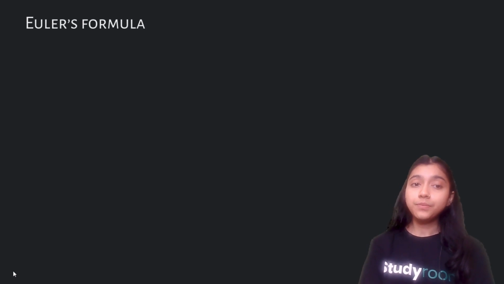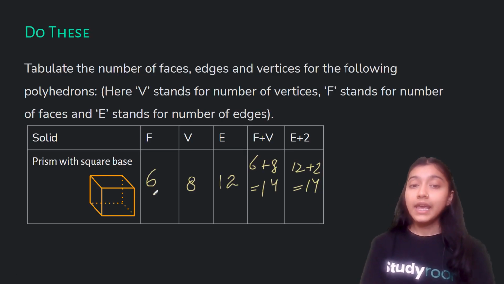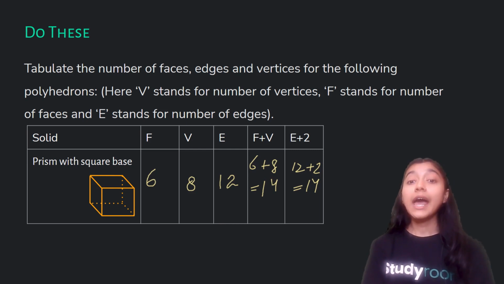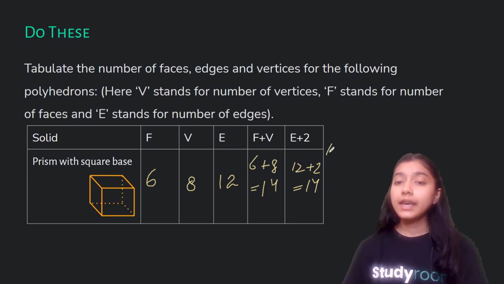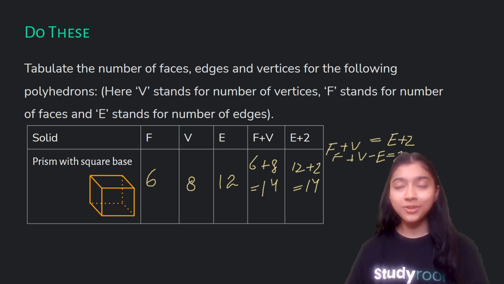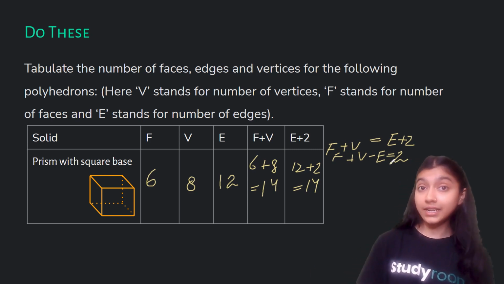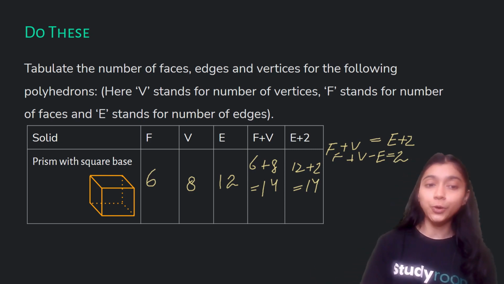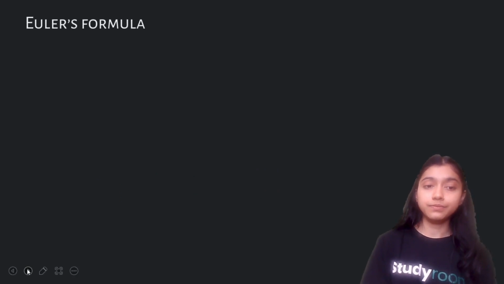In the previous example, F plus V gave us 14 and E plus 2 gave us 14. So from here, can we conclude that F plus V actually gives us E plus 2? From here, if we take E to the left hand side, it will give us F plus V minus E equals 2. And this is nothing but Euler's formula. So we can say that what we have done till now can be concluded as Euler's formula. Now wait, I'll explain it to you.